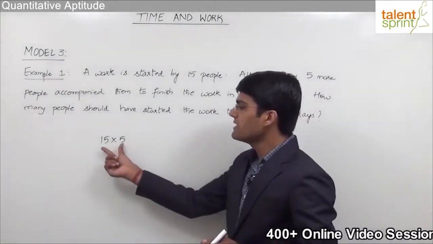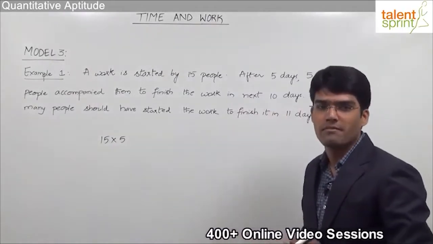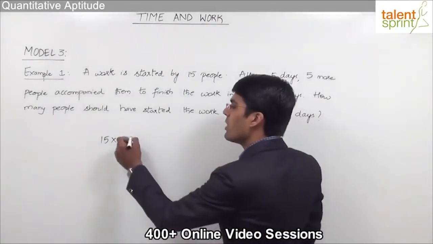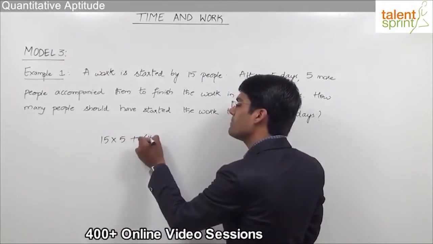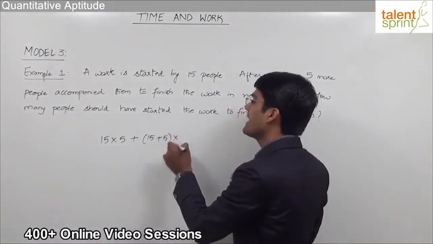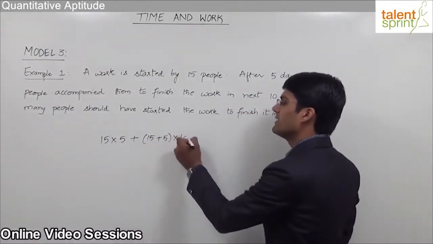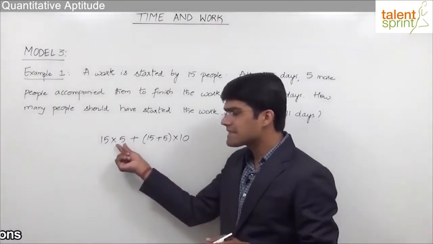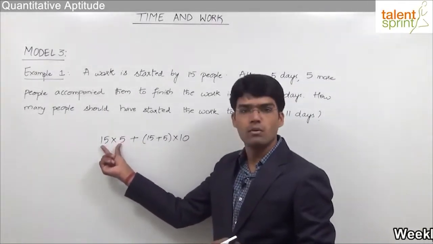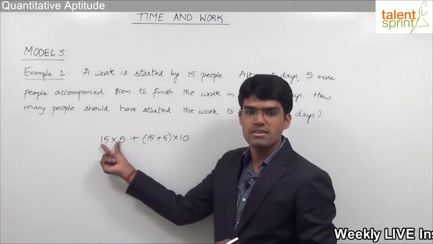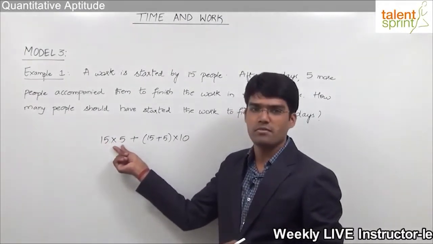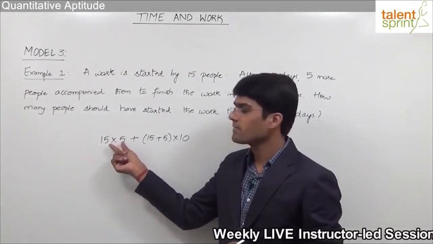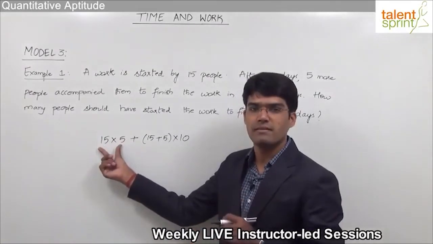After 5 days, 5 more people accompanied them to finish the work in the next 10 days. So after finishing this much of work, that is 15 into 5 men days, the remaining work was finished by 15 plus 5 people in the next 10 days. So this is the total work which has been finished. Let us understand this once again. For the first 5 days, there were only 15 people working. So the amount of work which they have finished is 15 men into 5 days. So this is the total work finished in the first 5 days.